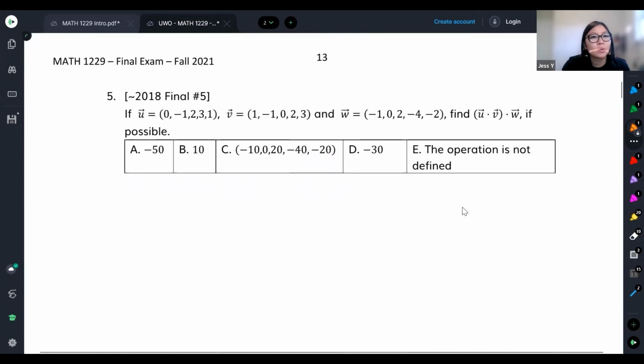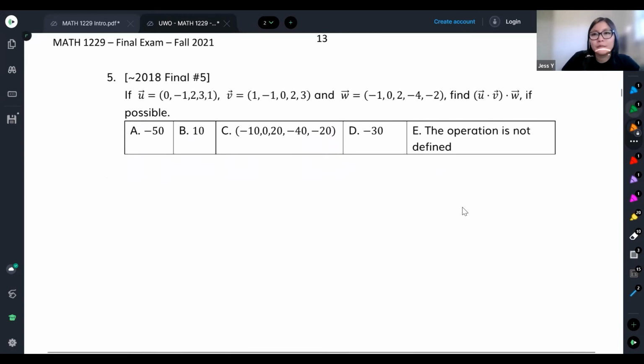All right, moving on, question 5. Similar to a question on 2018 as well. Again, notice that it's earlier on in the multiple choice. Usually these questions will be earlier on. So you are given U, which is in R5. There's 5 numbers in there. V, again, R5, because there's 5 numbers. And W is R5, because there's 5 numbers. We want to find U dot V dot W if possible.